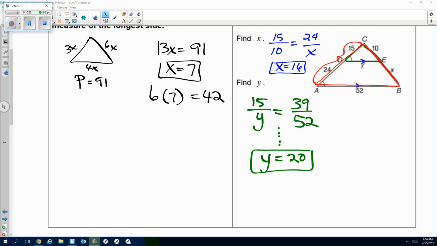All right, so you have an exit ticket. Based on what we have in our notes and what we practiced, we're going to check to see your understanding.